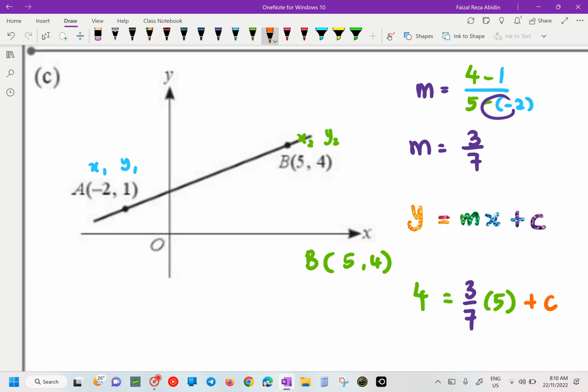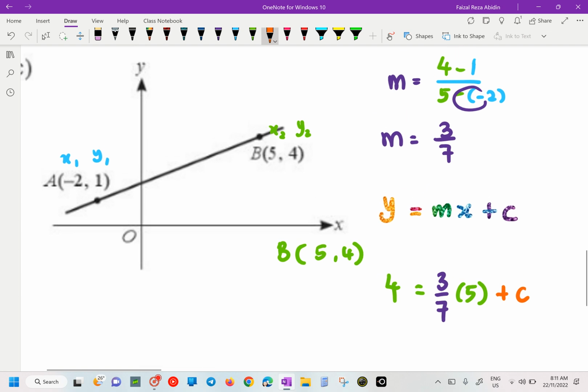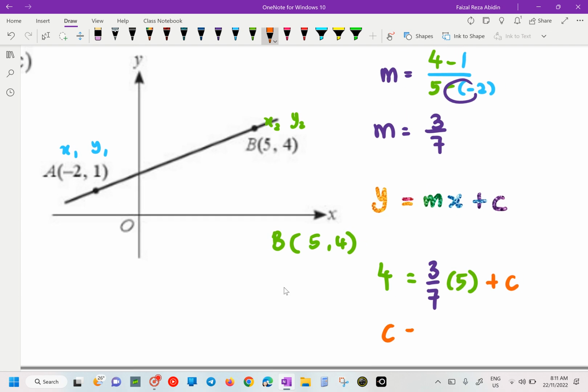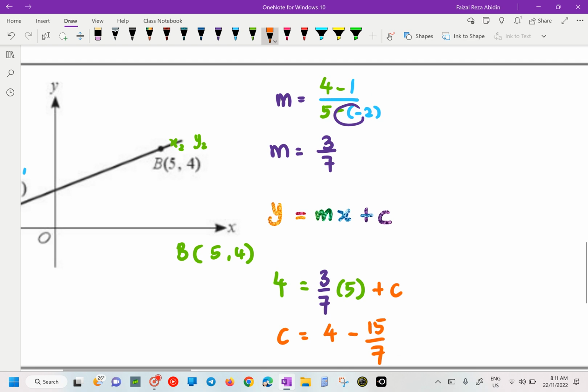Can you understand? Okay. So what should we do? Times first. 3 times 5, 15, isn't it? 15 over 7. We bring it to the left side. You are going to have for your C value over here 4 minus 15 over 7. Why minus? Because we bring it to the left side, isn't it? So by using your calculator, you are going to get 13 over 7. Okay, so the C value here is going to be 13 over 7.